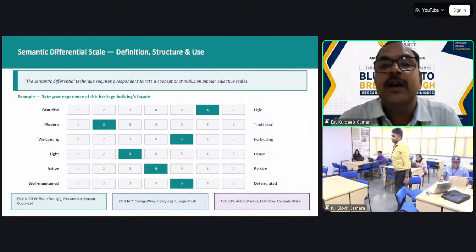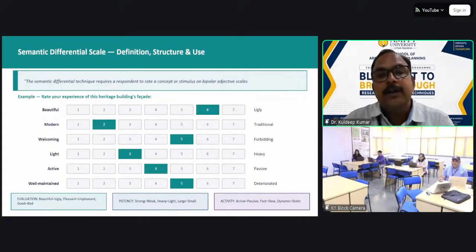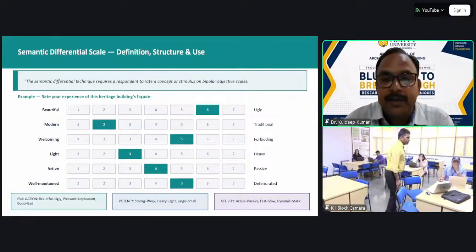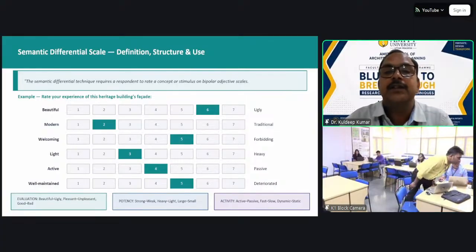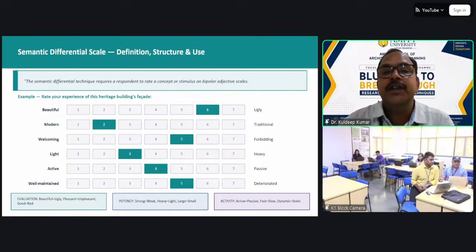Now this is the example. Let us define it first. A semantic differential scale is a technique that requires a respondent to rate a concept on a bipolar adjective scale. I'm repeating, bipolar adjective scales. That is the main concept of the semantic differential scale. It measures 3 dimensions: evaluation, potency, and activity.